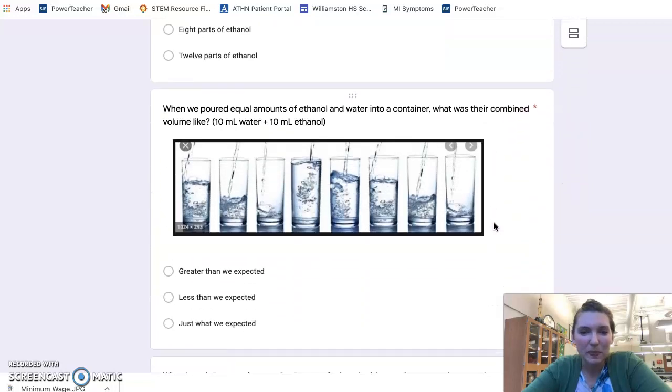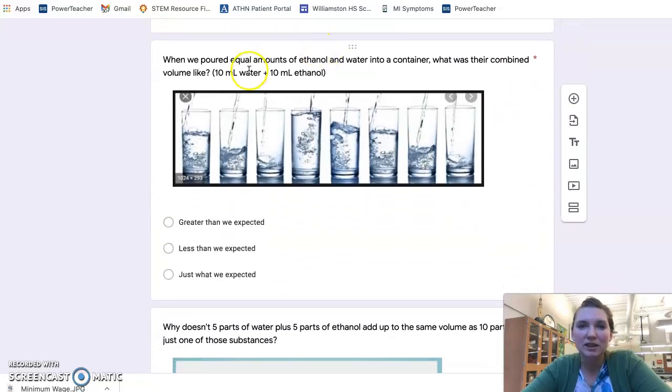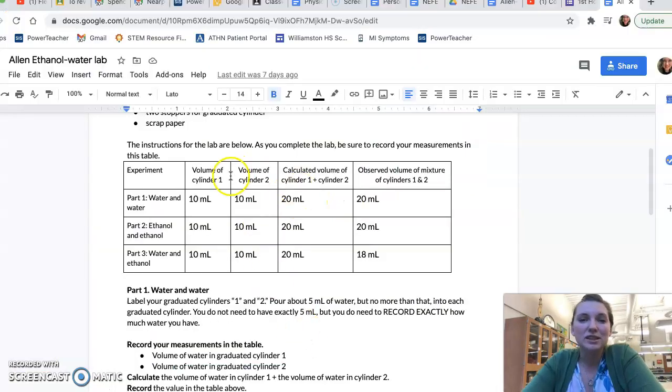But then we poured equal amounts of ethanol and water, so 10 milliliters of water plus 10 milliliters of ethanol, and it added up to about 18 milliliters. I just wanted to show you what that looked like on the table here. 10 plus 10, we'd think it'd be 20. This is where it gets interesting. We thought it ended up being 20, and it actually ended up being 18 milliliters.